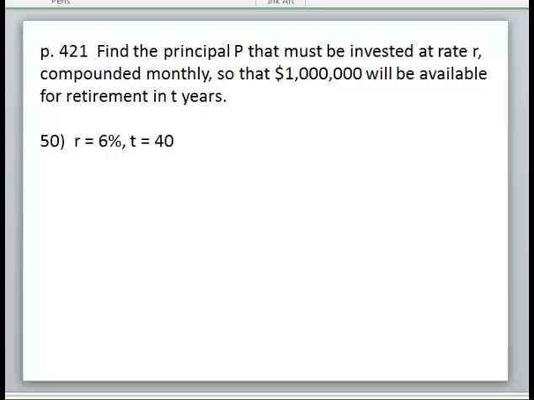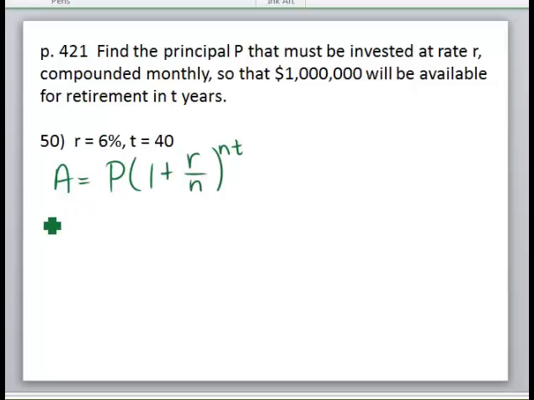We're going to look at one more example. This one's asking me to compound it monthly. We haven't worked with that formula in a while, but the formula is A equals P times 1 plus r over n to the nt power. It wants me to be able to figure out P that's invested at this rate r for t years. So it wants me to find the principal.